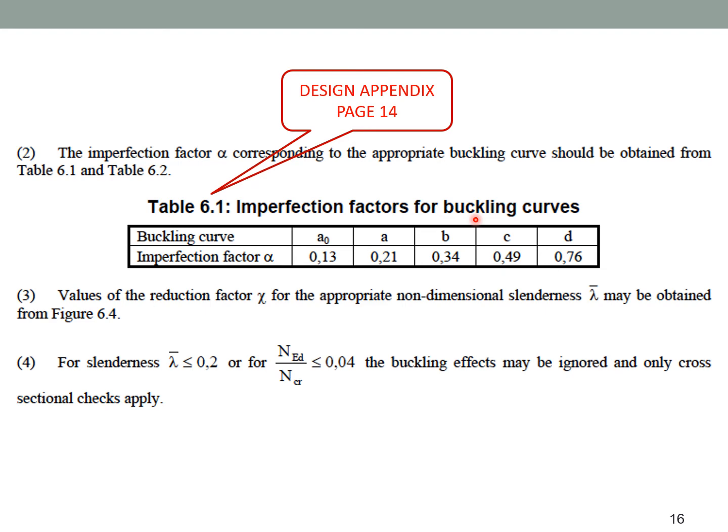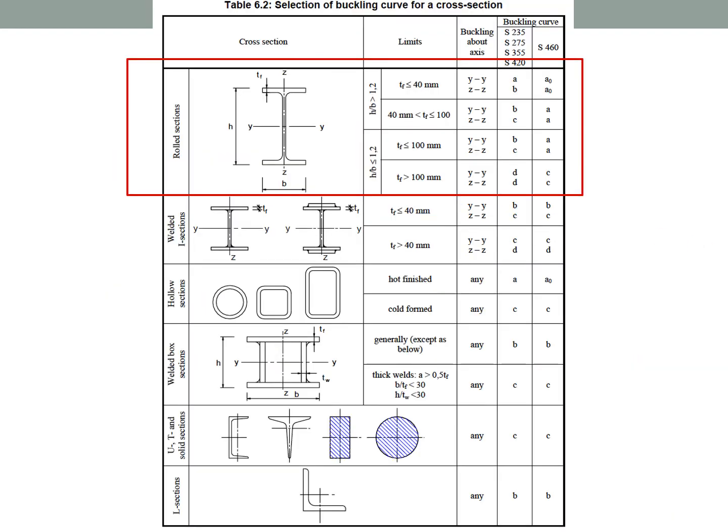Here is table 6.1 for you to get the imperfection factor for the buckling curve. Here we have 5 different types of buckling curve. So first you need to identify what the buckling curve of the column is. Then later we can get our imperfection factor alpha. To get the buckling curve, we are referring to the next table. Okay, this is table 6.2 for selection of buckling curve for a cross section. Since we are going to design a rolled section column, we are going to use the first row here.